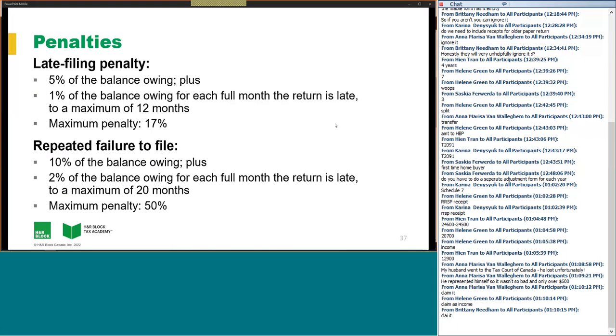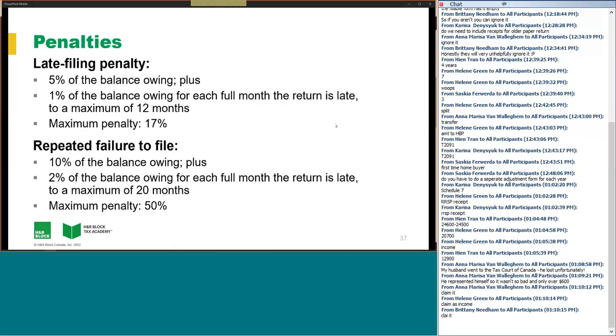However, if you're late multiple years, if you keep not filing when you owe money to the CRA, they get a little annoyed with you, and they say, well, now the penalty is up. Now it's 10% of the balance owing, plus 2% for every month you're late, for a maximum of 20 months. The penalty can be as high as 50% of what you owed again. So those penalties really stack up.